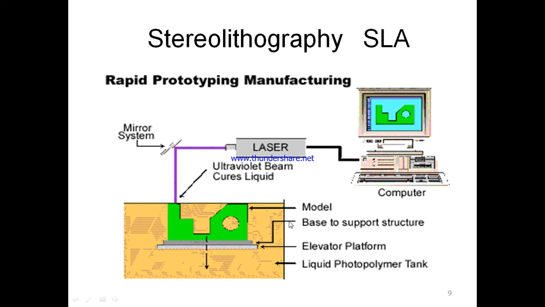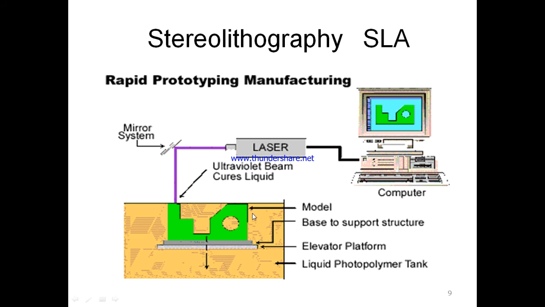So what is the general layout of this particular stereolithography for rapid prototyping? Look at this. This is the computer which controls the entire process. It is provided with this particular laser beam. The laser beam is reflected towards the liquid through a reflecting mirror, or what we call a mirror system.